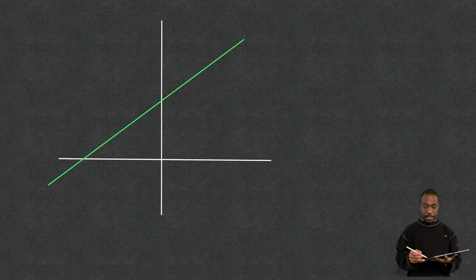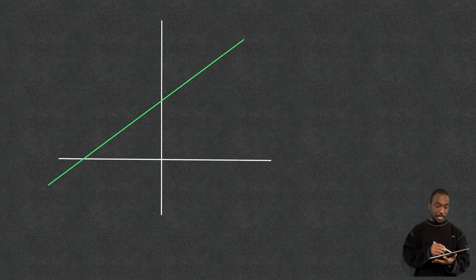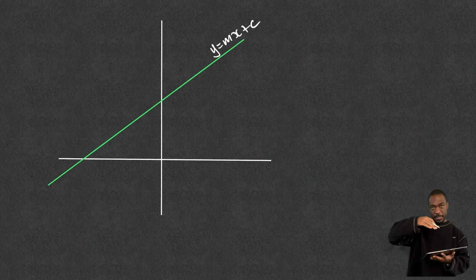So here I have got a graph with my y and my x-axis, and I have a line over there. Now that line, the equation of that line is y equals mx plus c. And if you've watched my other videos, then you'll know that m represents the gradient of this line, tells you how steep it is, and the c is the y-intercept right there where the line cuts the y-axis.